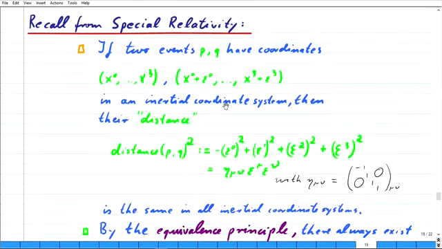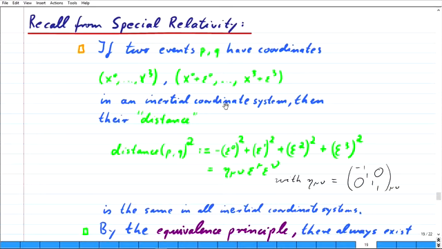However, remember from special relativity something important, something that we will then carry forward using the equivalence principle to general relativity. So in special relativity, we have that if 2 events, P and Q, have coordinates x0 to x3 and x0 plus epsilon 0 to x3 plus epsilon 3 in an inertial rectangular coordinate system, then their invariant distance, their coordinate system independent distance, and by that is meant the Lorentz transformation independent distance, between those 2 points is given by this sum and difference between the coordinate differences.